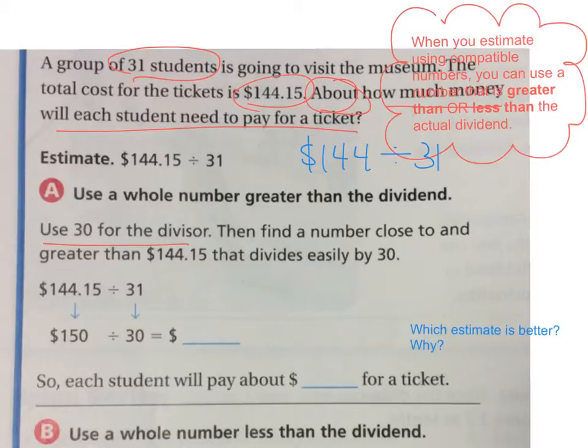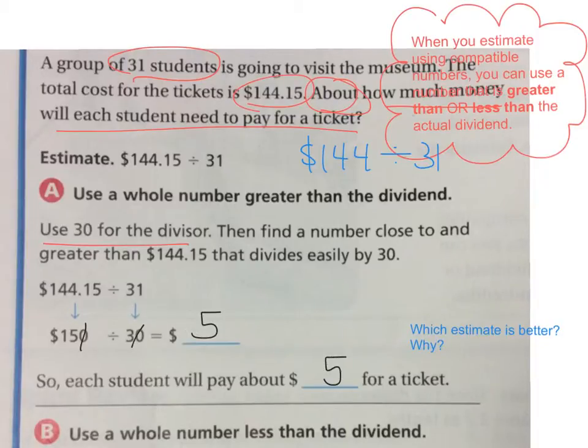So what's $150 divided by 30? Misaki? 0.5? So what we can do is divide both numbers by 10 first. We can get rid of both of these zeros. So what's 15 divided by 3? 5. So each student will have to pay about $5.